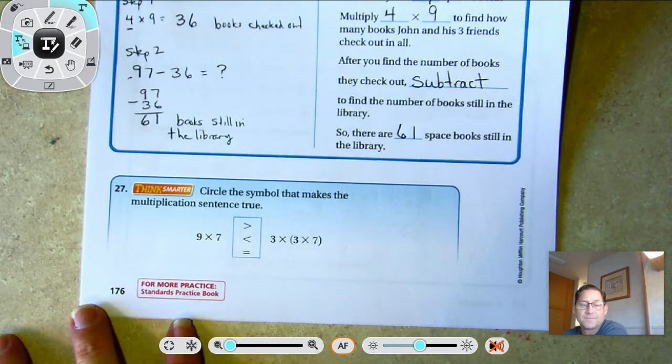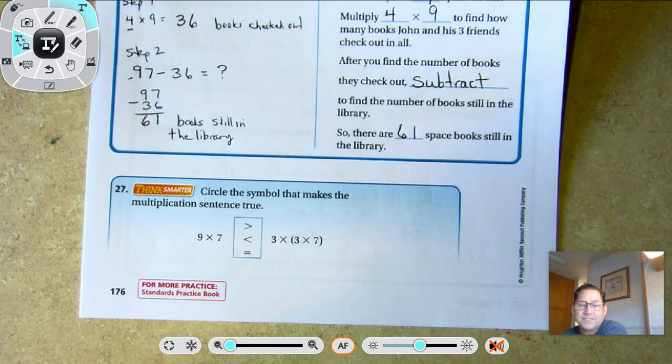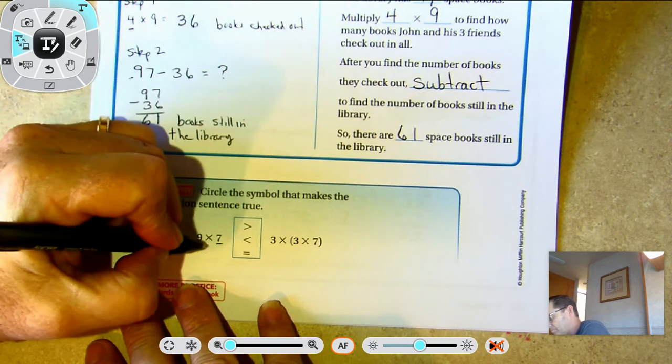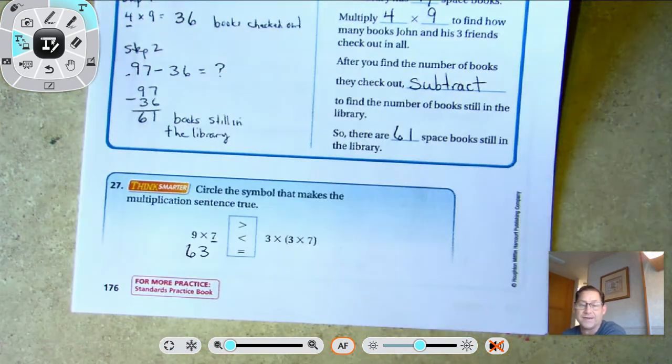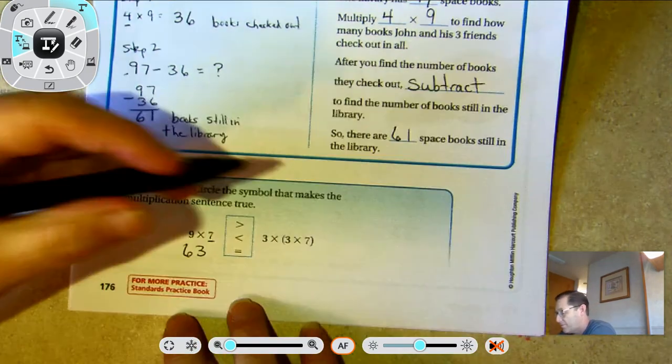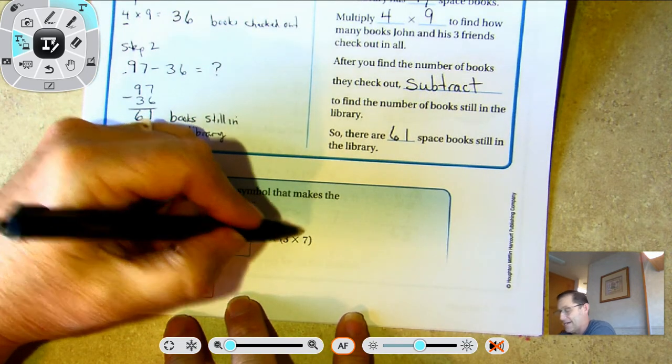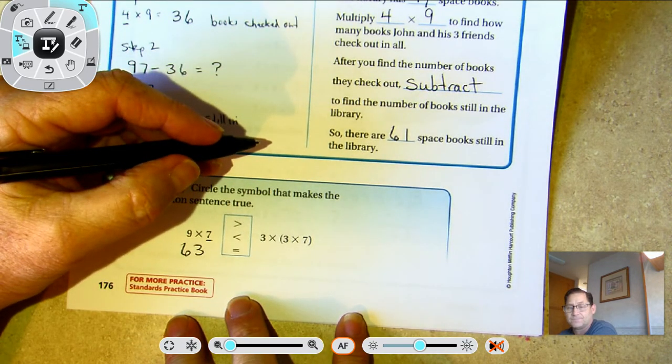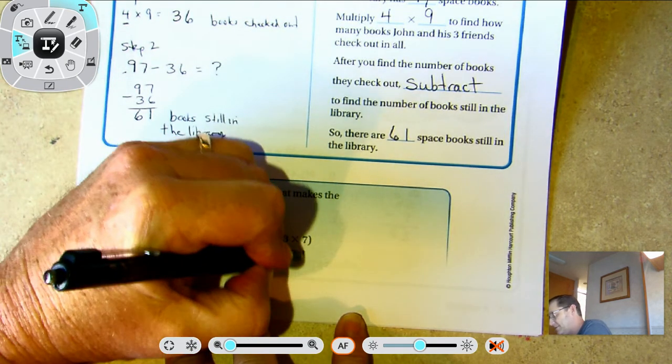And 27. Circle the symbol that makes the multiplication sentence true. 9 times 7, blank, 3 times 3 times 7. Okay, so 9 times 7 we know is going to be 63. 3 times 3 times 7. 3 times 7 is 21.